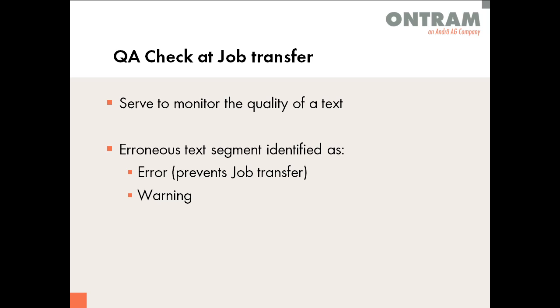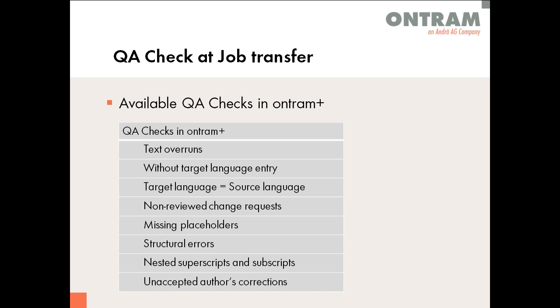Quality assurance checks in ONTRAM serve to monitor the quality of a text before a user transfers it to the next relevant workflow role. Depending on the settings, text segments that are recognized as erroneous by ONTRAM's QA check functionality can prevent a transfer completely if they were previously set as an error, or merely trigger a warning. There are various QA checks available in ONTRAM that can be configured by a project manager or system administrator.